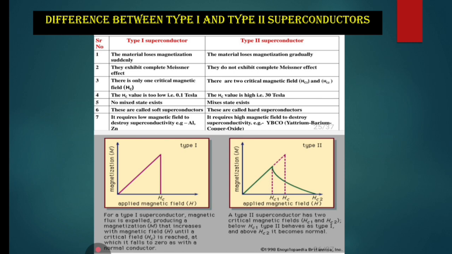The Hc value is high, that is 30 Tesla. Mixed state exists, as I have told you above. These are called hard superconductors because very strong magnetic fields pass without losing the superconducting properties, and it requires a high magnetic field to destroy superconductivity. Example: yttrium barium copper oxide.